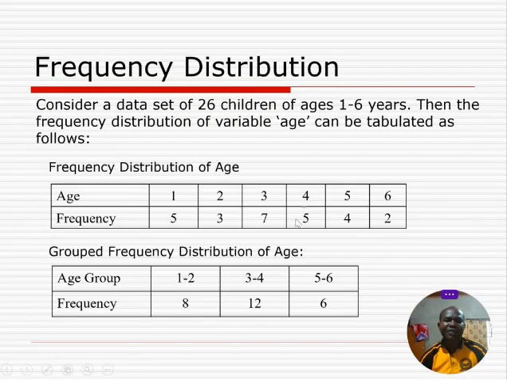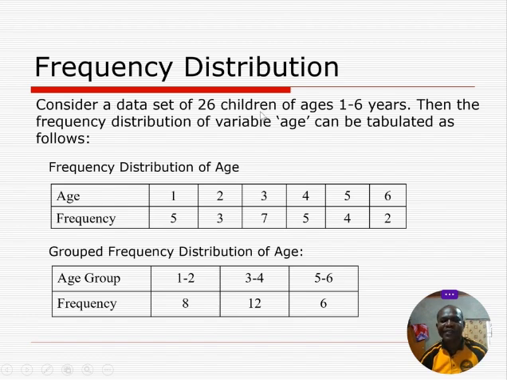Now, in data presentation, data can be presented in a frequency table. Usually when data is collected raw, say you gather information about 26 children, maybe between the ages of 1 and 6, and then you want to come up with the frequency of their ages, and you put it in the form of a table. We describe this as a frequency distribution table of the age.